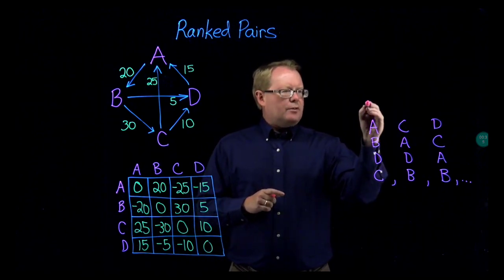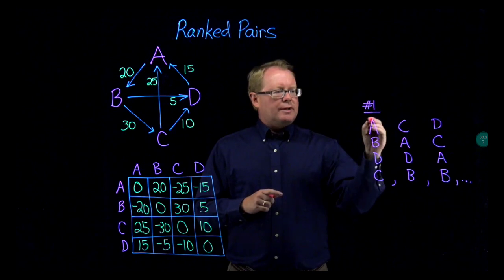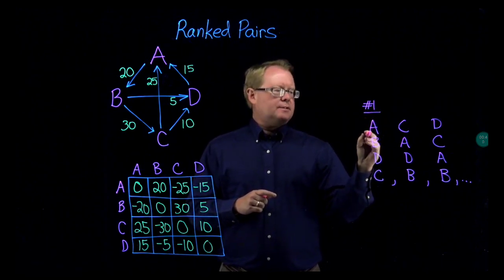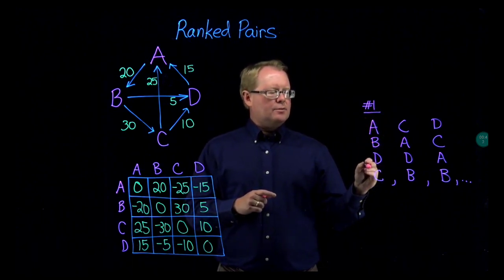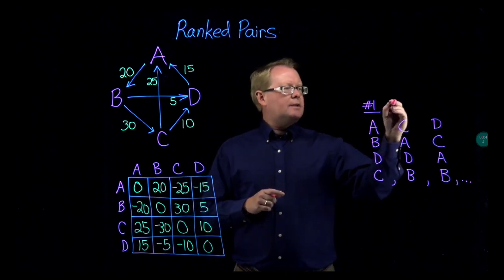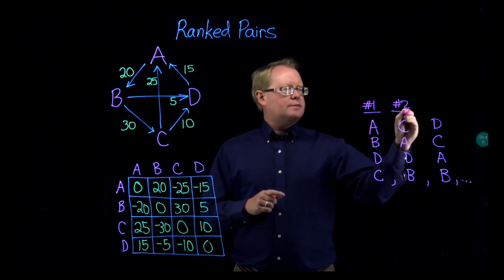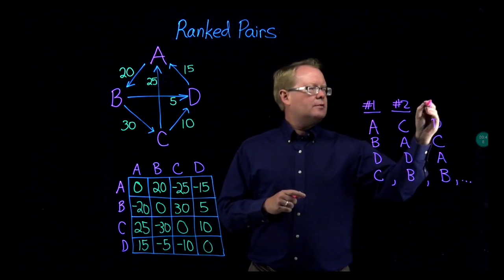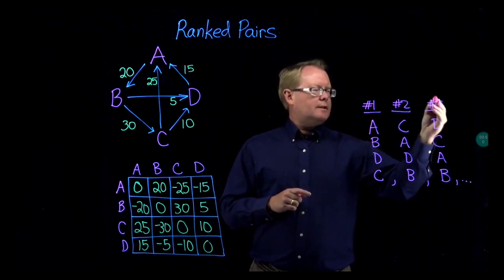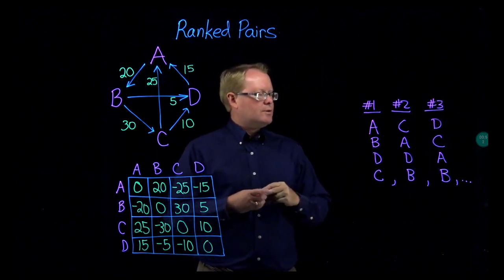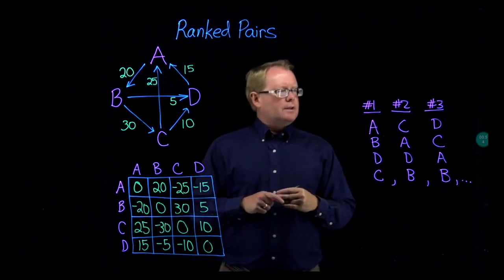Well, you might have one voter, voter number 1, whose first choice is candidate A, second choice is B, third choice is D, and fourth choice is candidate C. But then again, you might have another voter who has preferences this way, and then a third voter who has yet again a different set of preferences, and of course you're probably going to have many, many voters.